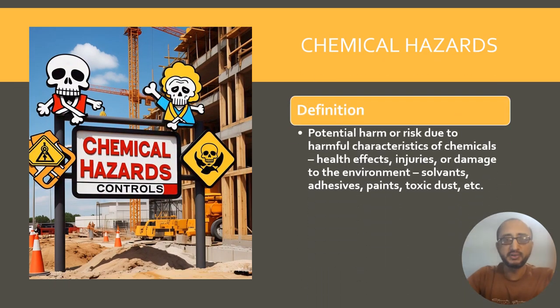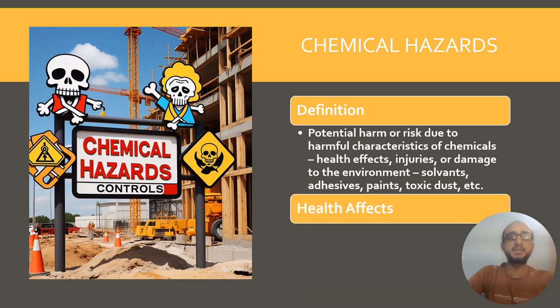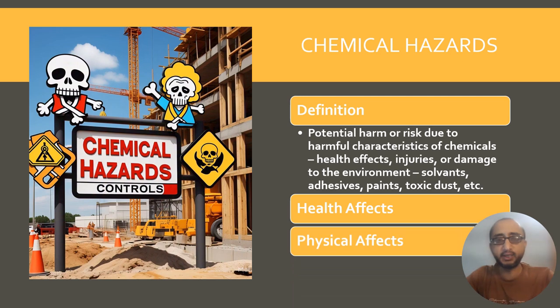Chemical hazards: potential harm or risk due to the harmful characteristics of a chemical. These are hazards related to hazardous substances or chemicals that have chemical properties or characteristics that can harm us. They can affect our health, cause physical injuries, or cause damage to the environment: land, air, and water. They include solvents, adhesives, paints, toxic dust, etc.